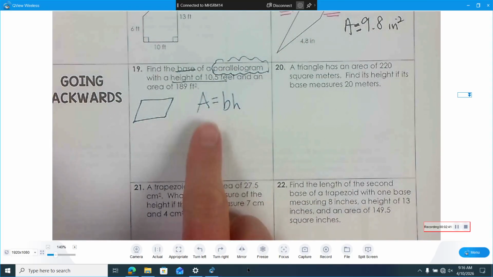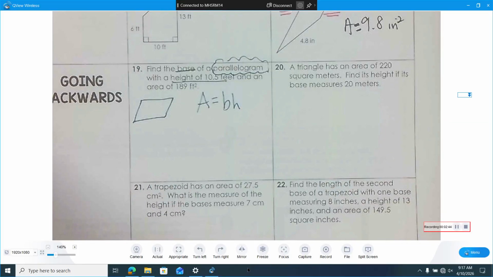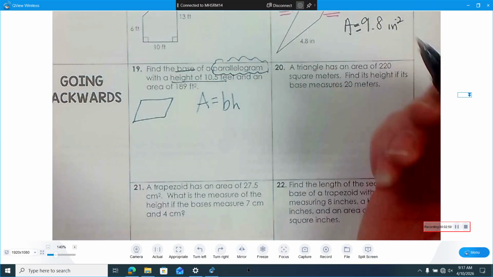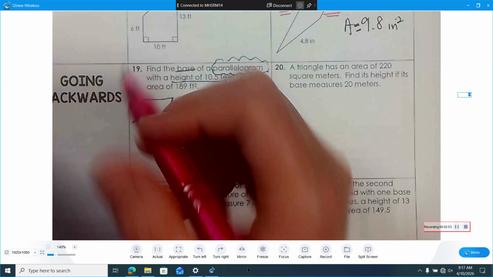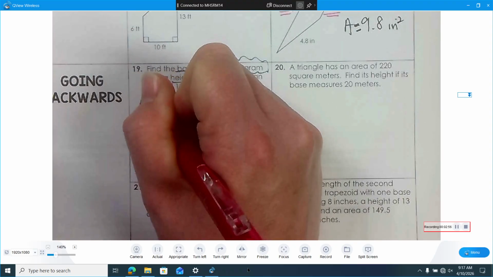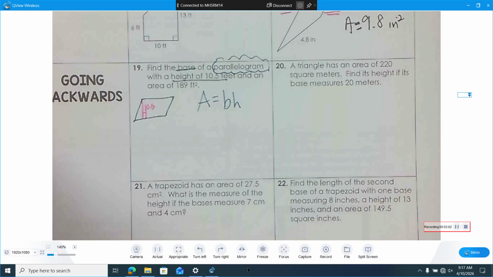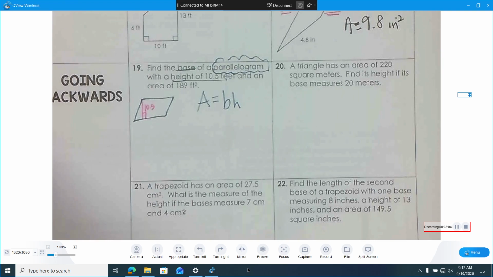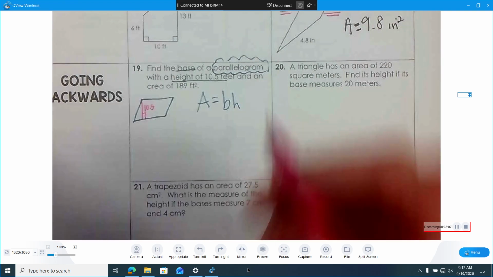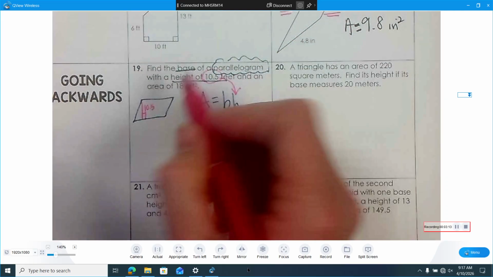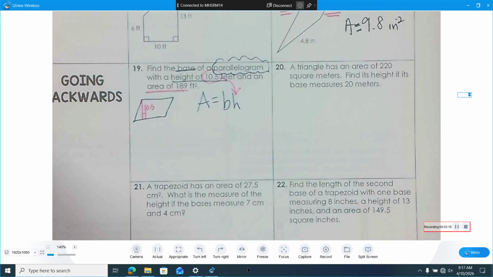And in this, what can we plug in with the information that they gave us? Where can I put the 10.5? Oh, we could put it here in my picture. I could put the 10.5 as the height. But what about in the formula? Can I put it somewhere in the formula? Yeah, it says the height is 10.5, so we're going to put that in place of H. And it says it has an area of 189, so where can I put the 189? In place of A, very good. So we're going to plug in and solve.